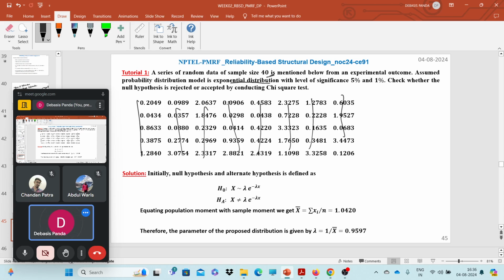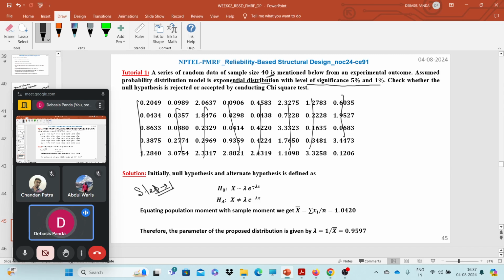That means our hypothesis is that our data will follow the exponential distribution. Now check the level of significance at 5% and 1%. You need to check whether the hypothesis you have considered, that your data will follow the exponential distribution, is accepted or rejected for the 5% and 1% significance levels. So first, step one, we need to set a hypothesis.